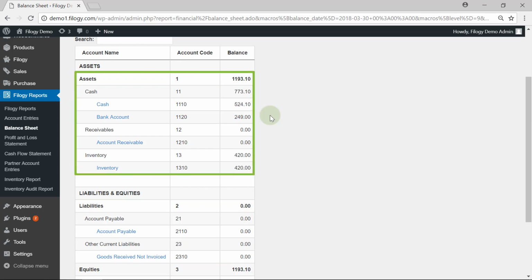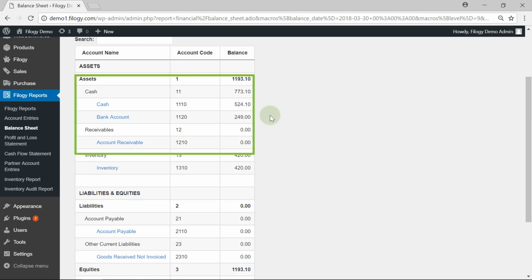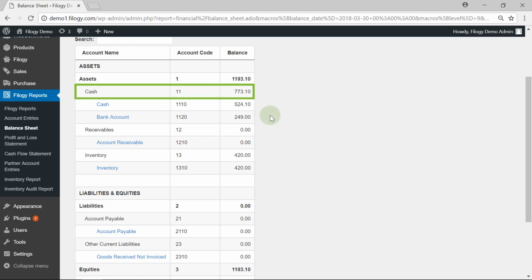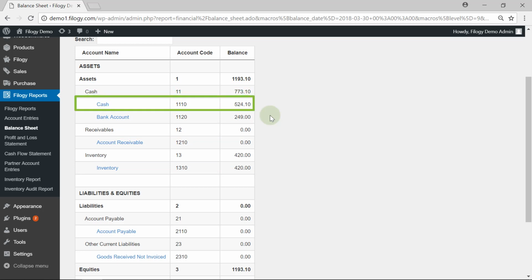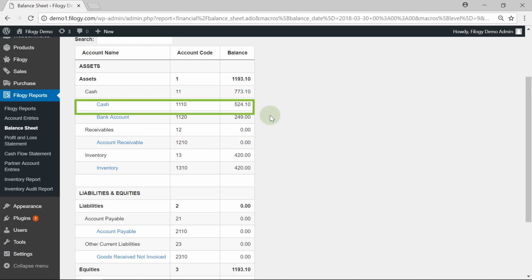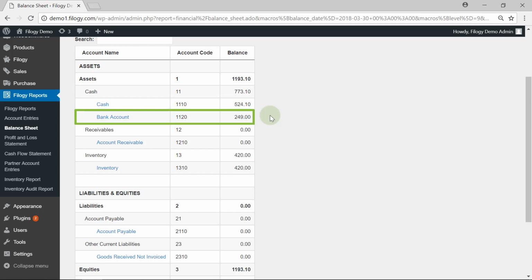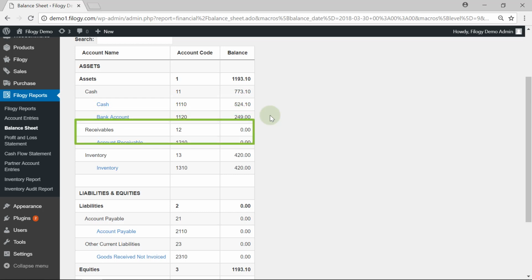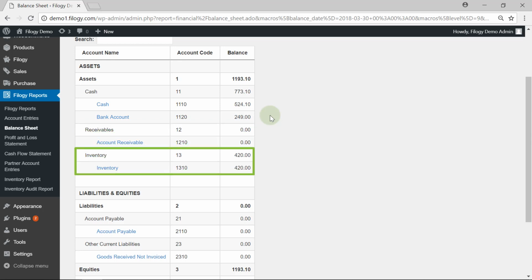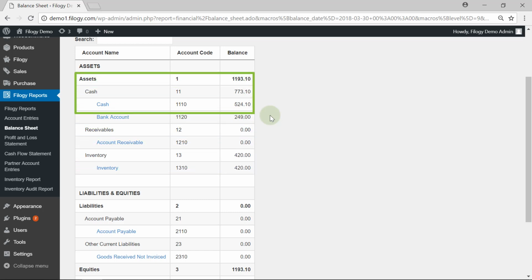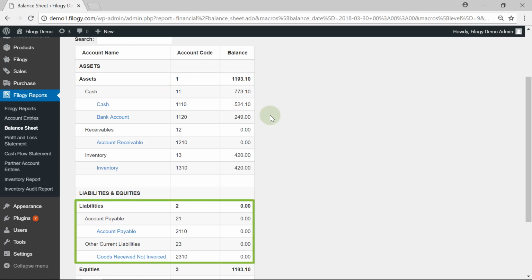This is in the asset section. At the given time you have a total of $773 cash, including $524 cash in hand and $249 in your bank account. The amount of account receivables is 0, so you don't have any customer who owes you. The inventory value is $420. So, the total value of the assets is $1,193. The liability amount is 0, so you have no debt to anyone.